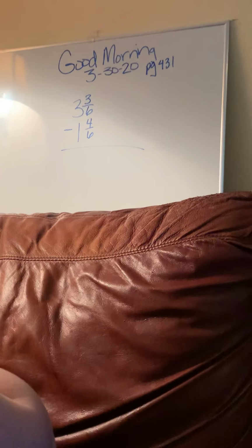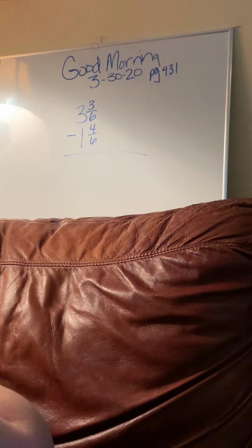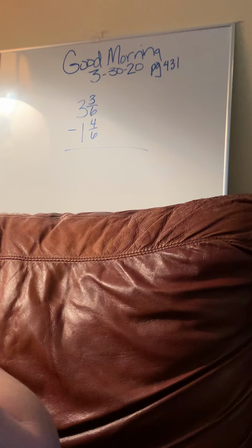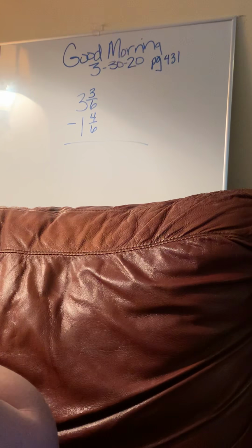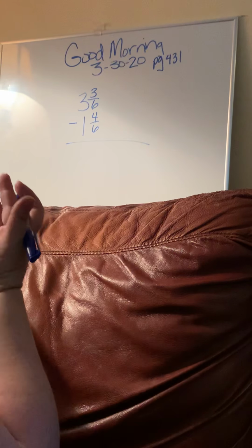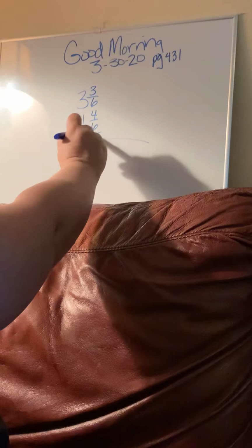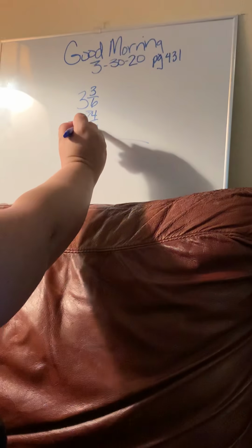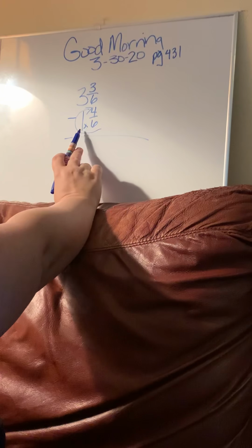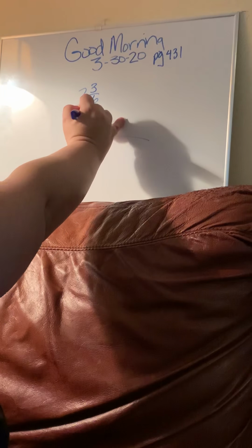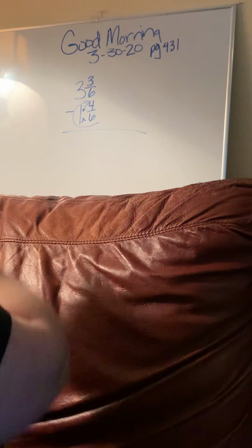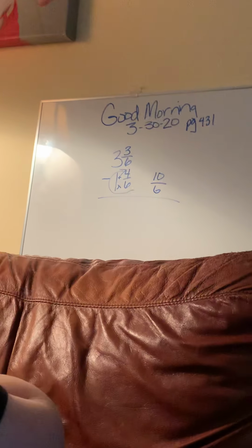If you will recall, we talked about how to change a mixed number into an improper fraction. How do we do that? We kind of go in a C pattern. We multiply the bottom number times the whole number, and then add the top number to it. So in this case, that would be 6 times 1 is 6, plus 4 more is 10, and you just put it back over the denominator.